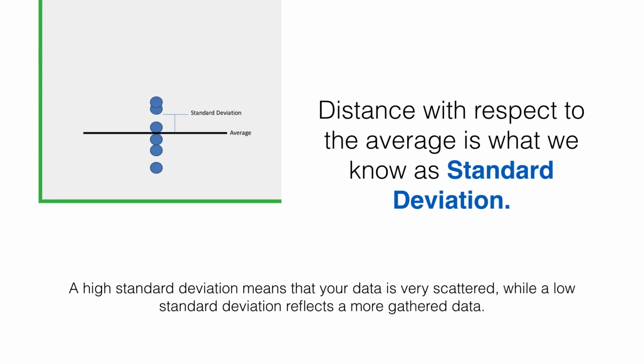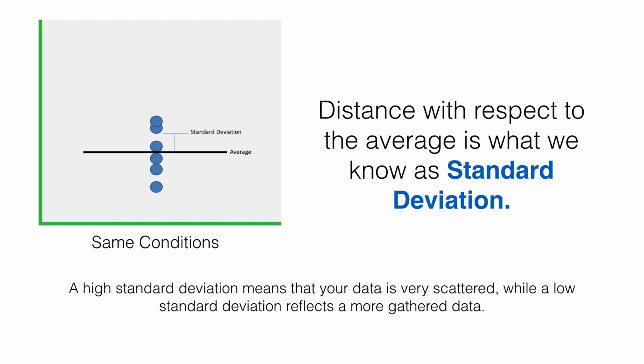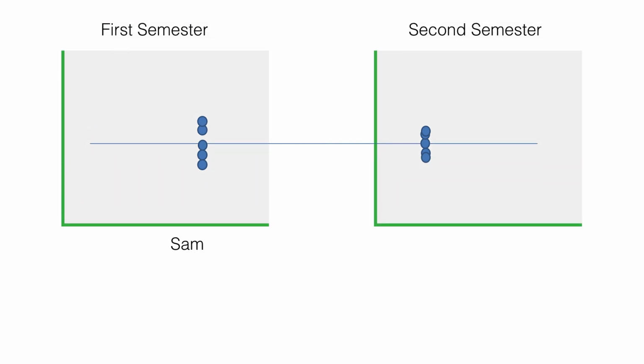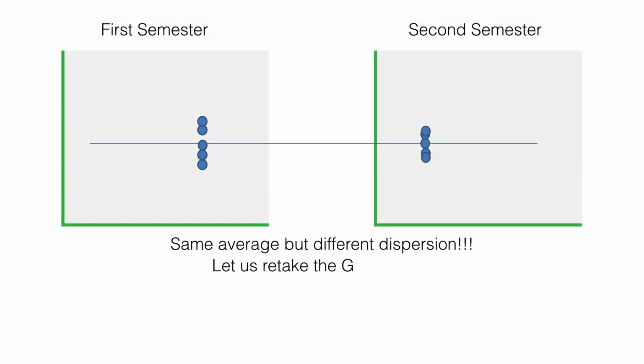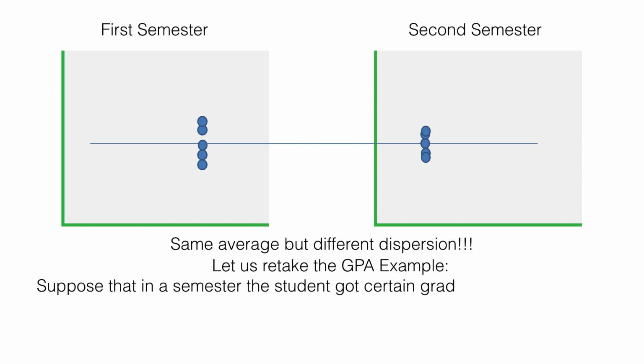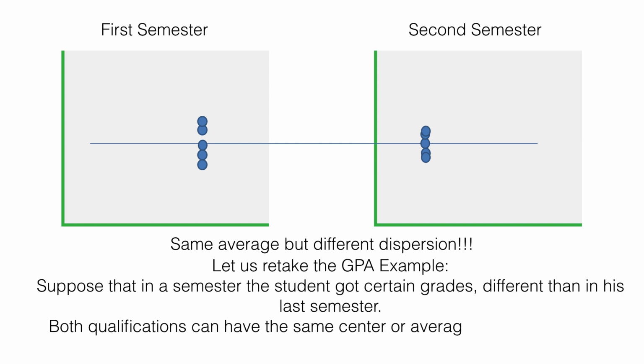A high standard deviation means that your data is very scattered, while a low standard deviation reflects a more gathered data. Let us retake the GPA example. Suppose that in a semester the student got certain grades, different than in his last semester. Both qualifications can have the same center or average, but they could be scattered differently.